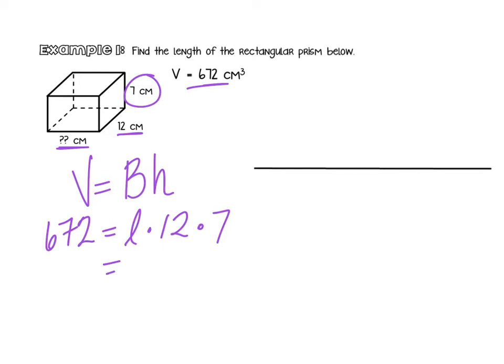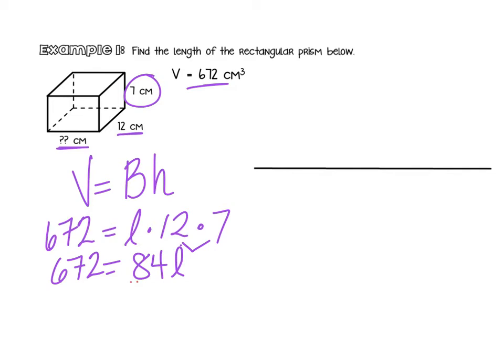So I'm going to go ahead and simplify this equation. I can multiply 12 times 7, and that gives me 84, and I still have my L on this side. Then I have my 672 over here. So I have a multiplication equation that I need to solve. 84 is being multiplied by L.